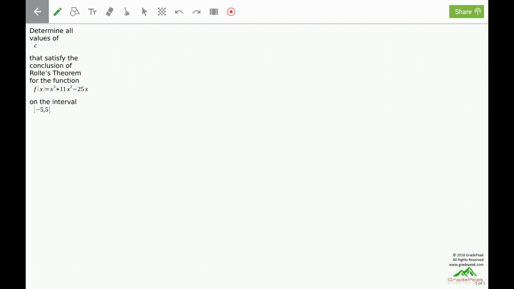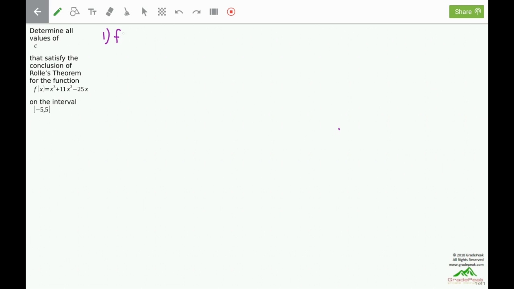Determine all values of c that satisfy the conclusion of Rolle's theorem for the function f of x equals x cubed plus 11x squared minus 25x on the interval -5 included to +5 included. The first thing to do is to determine whether the three conditions are met for Rolle's theorem to apply.